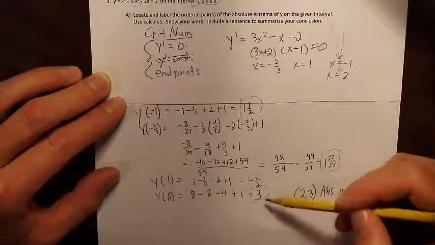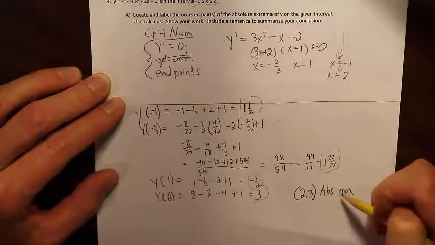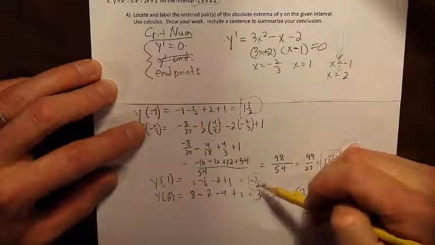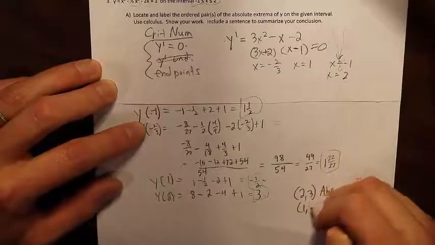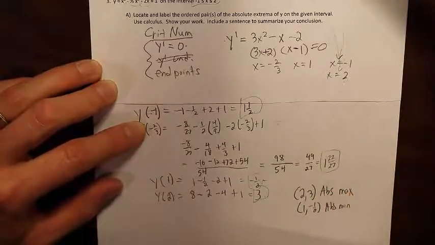Of these 4 results for y values, 3 is the greatest. So the ordered pair 2, 3 would be our absolute max. Of these 4 ordered pairs, negative half is the least. So the ordered pair 1, negative half would be our absolute min.